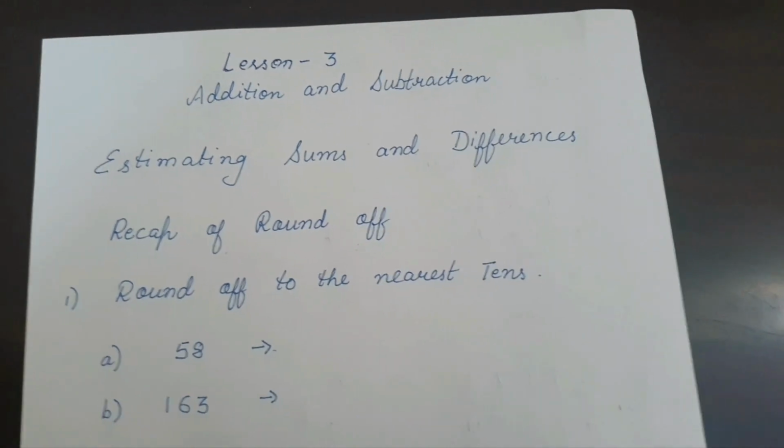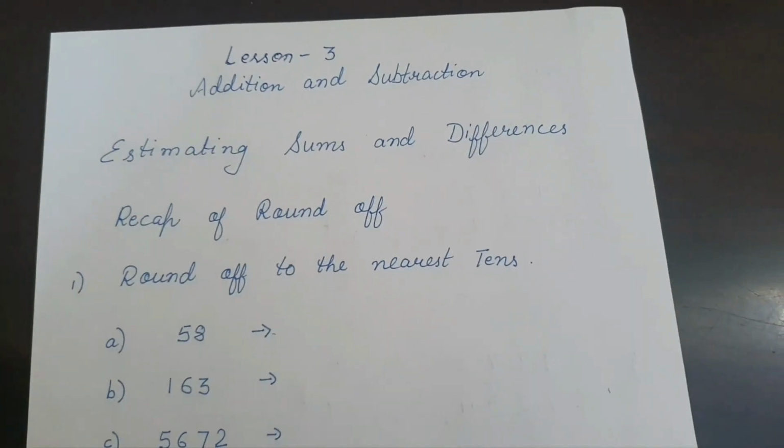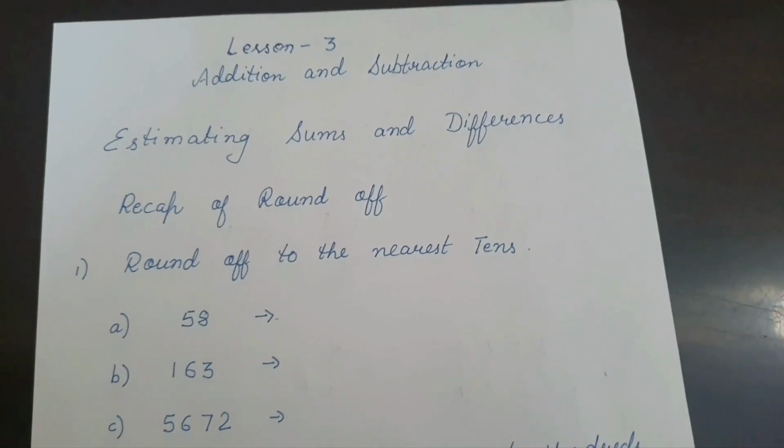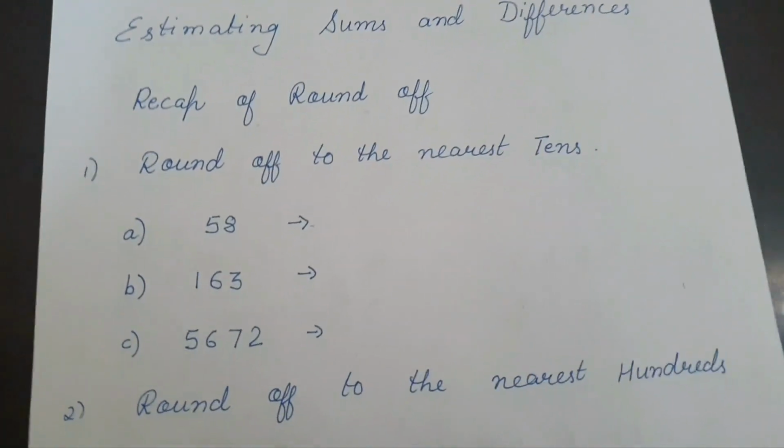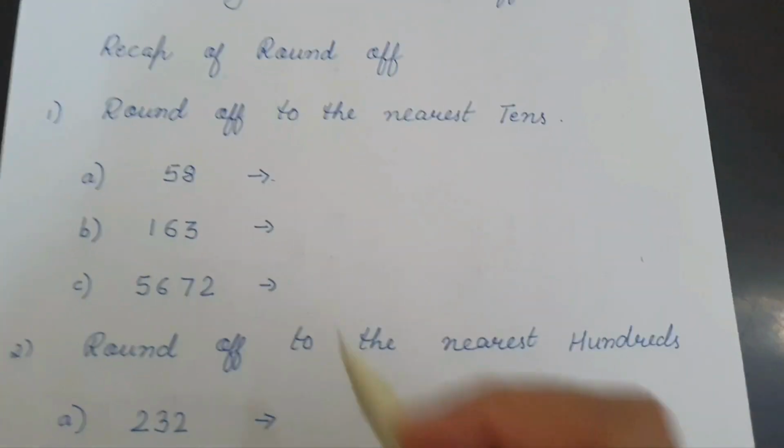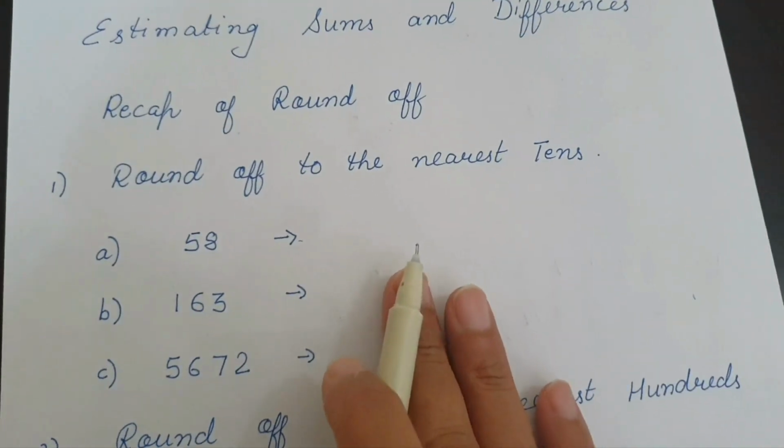Estimating itself means approximate only. So let us do just a quick recap of round off, which we have done in our previous lessons. See, the first question is round off to the nearest tens. This we have done earlier also.